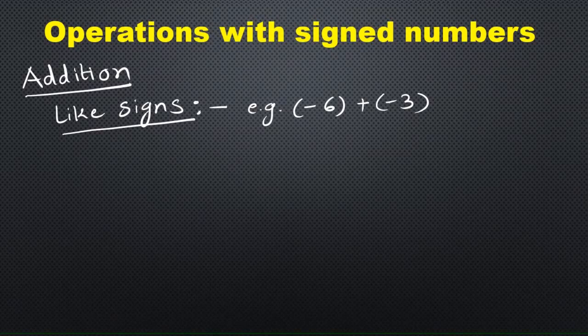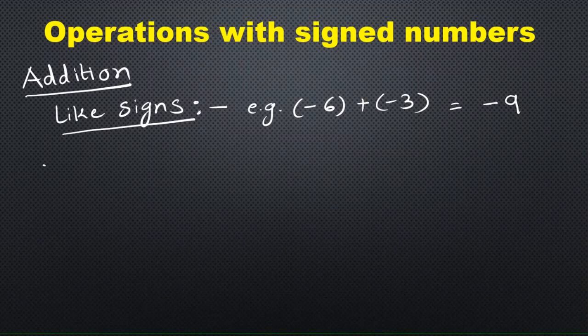And how to solve this problem? First add the absolute values, which are 6 and 3. I'll write here 9, because when we add 6 and 3, 9 comes. And then give the same sign. Here is a negative sign, so I give a negative sign here. So -6 plus -3 comes as -9.